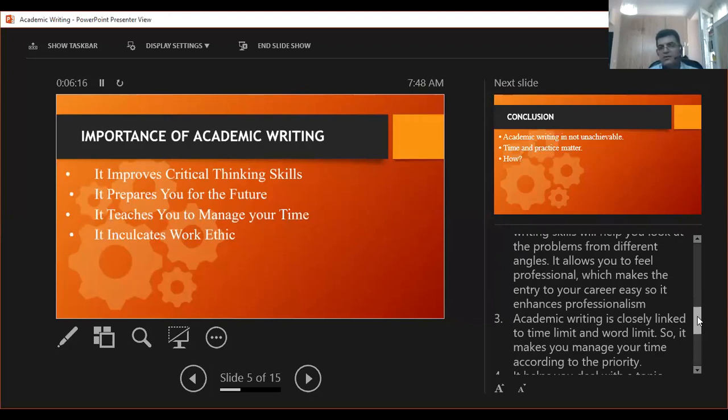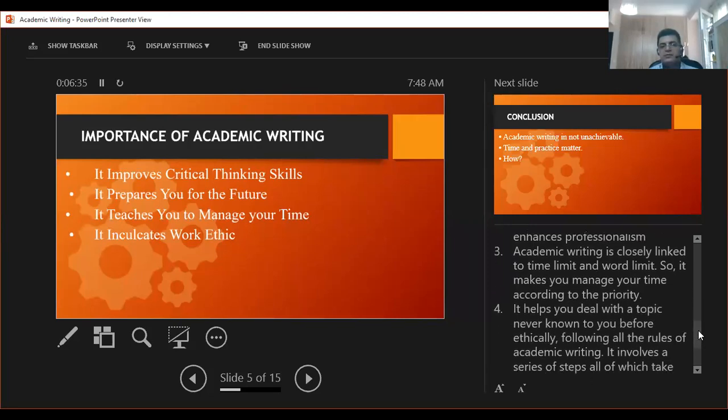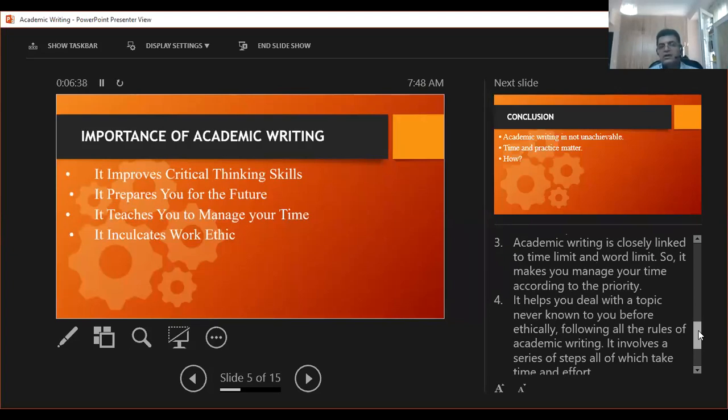And the other one, when you are dealing with academic writing, actually you need to manage your time. Why? Because academic writing is closely linked to time limits and word limits. So it makes you manage your time according to priority. Allocate work ethics. It is very important actually for the student. It helps you deal with a topic never known to you before, ethically. Following all the rules of academic writing involves a series of steps, all of which take time and effort.